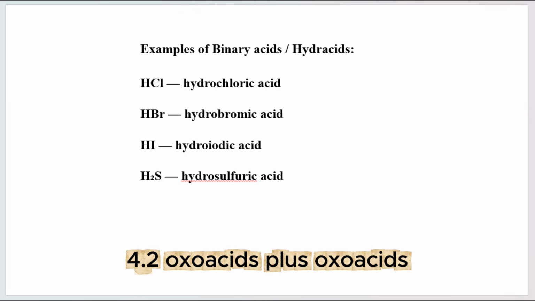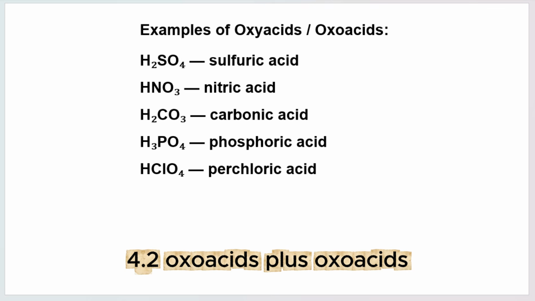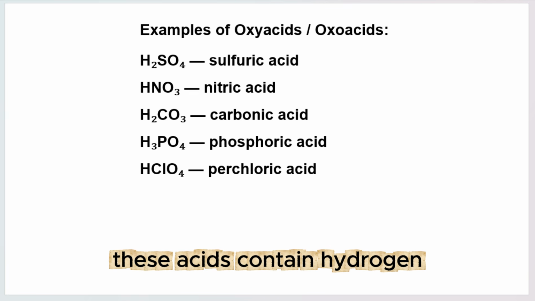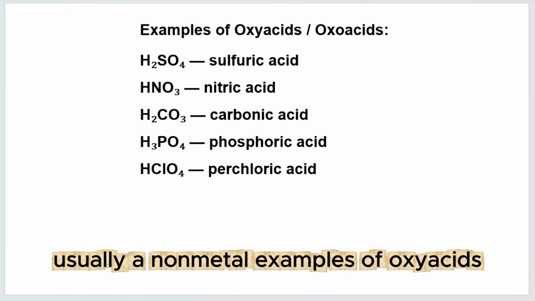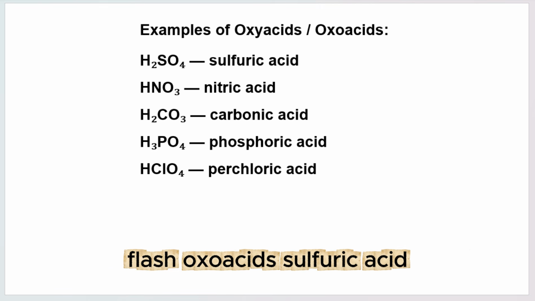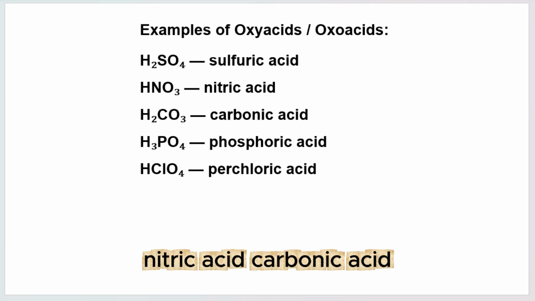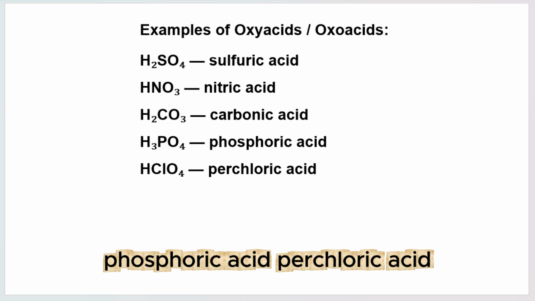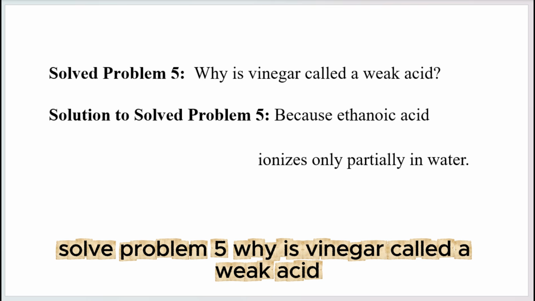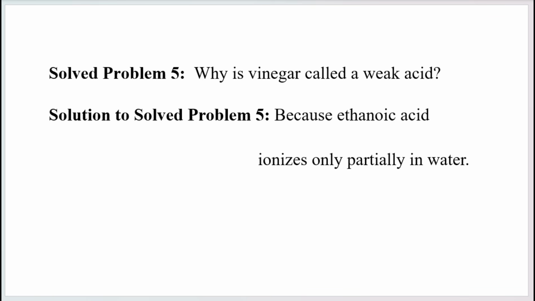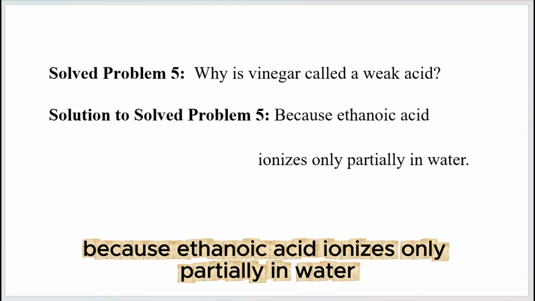4.2. Oxyacids or oxoacids. These acids contain hydrogen, oxygen, and another central element, usually a nonmetal. Examples of oxyacids or oxoacids: sulfuric acid, nitric acid, carbonic acid, phosphoric acid, perchloric acid. Solve problem 5. Why is vinegar called a weak acid? Solution to problem 5: because ethanoic acid ionizes only partially in water.